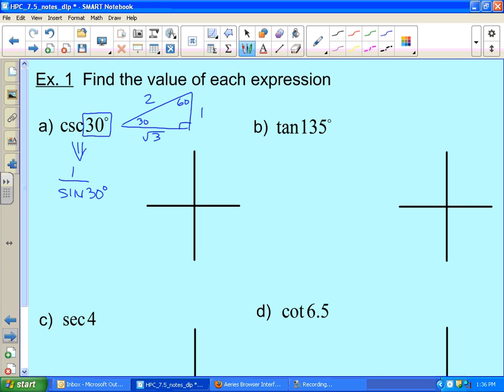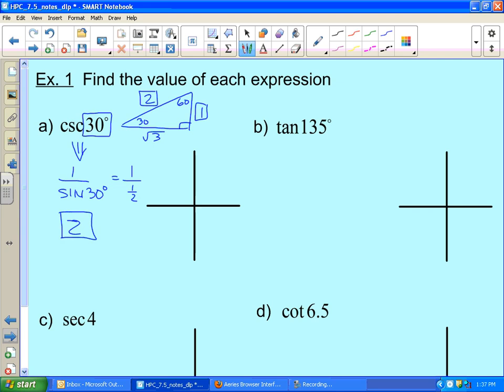So now I could put this in the calculator if it was a calculator portion, but you don't need to do that because you already know what the sine of 30 is. What's the sine of 30? Look at my triangle. 1/2. It is y over r, or opposite over hypotenuse. So if sine of 30 is 1/2, and I have 1 over 1/2, what must the cosecant of 30 be equal to? It must equal 2.